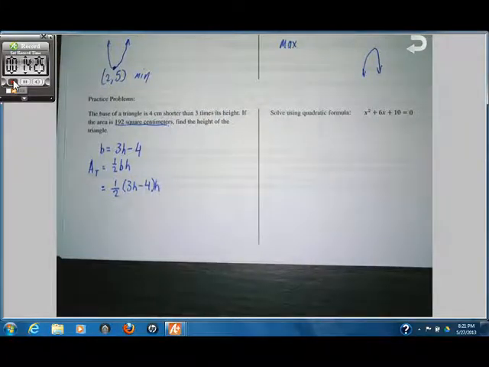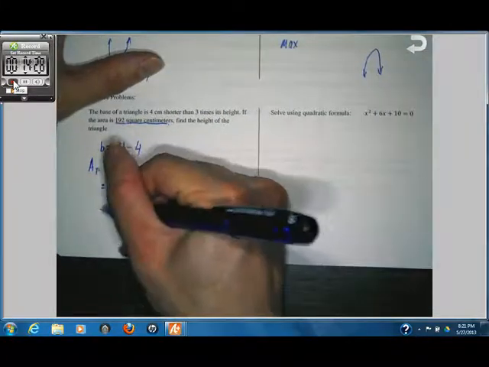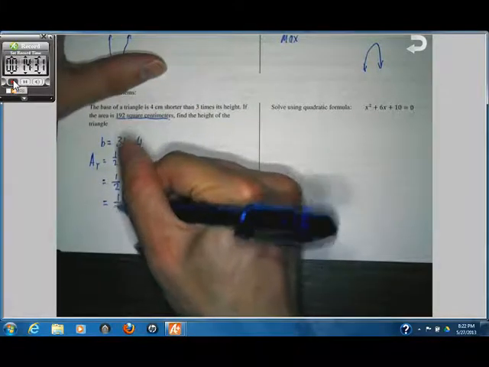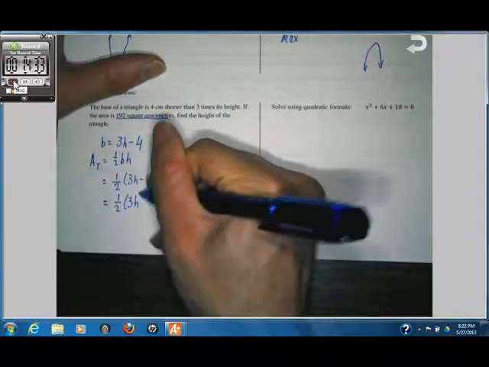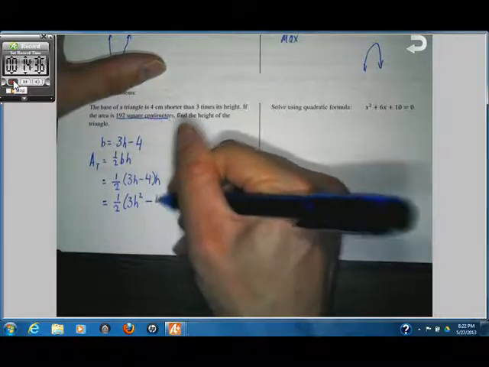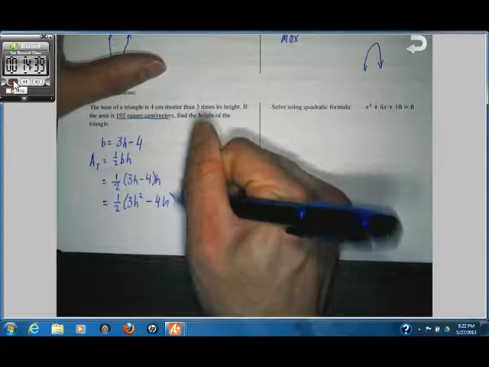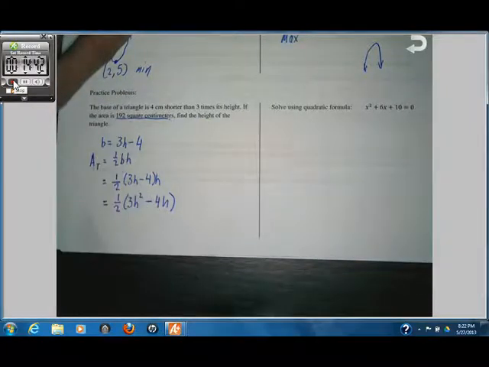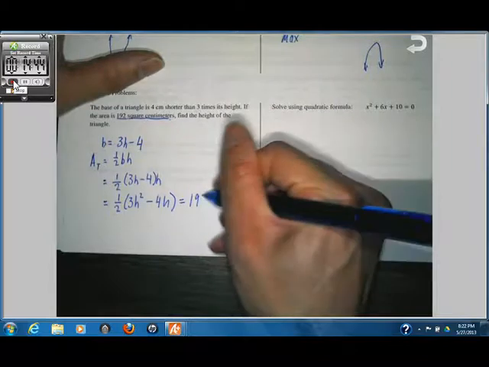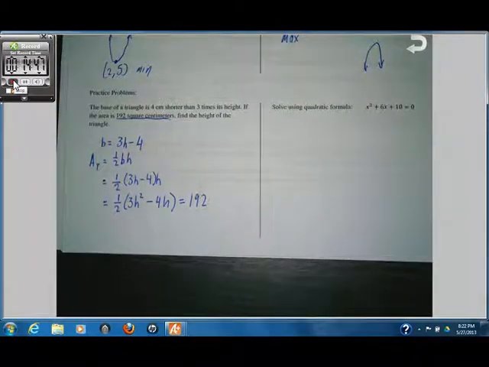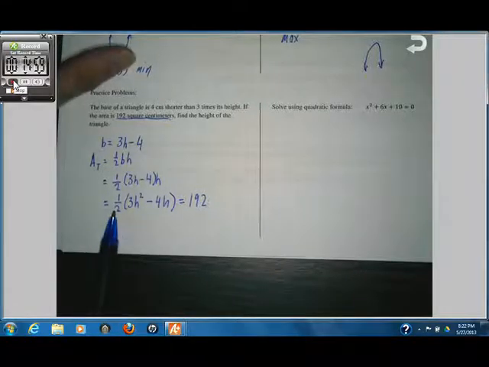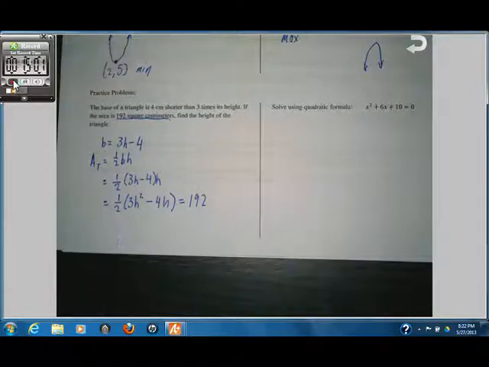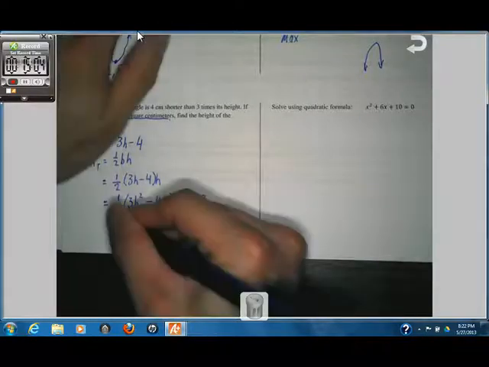Okay, at this point, can you turn it into a standard form quadratic? You can. Just to make my life easier, I would actually cancel 1/2 by multiplying by 2. And so if I multiply both of these by 2, I get 3h squared minus 4h equals 384. And then I would say, okay, 3h squared minus 4h minus 384 is equal to 0.